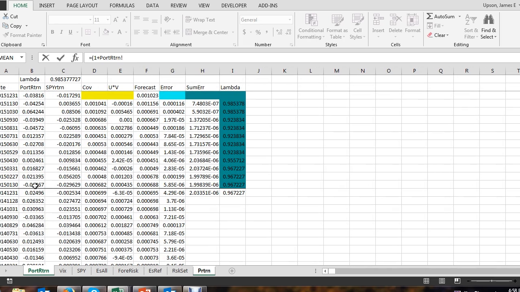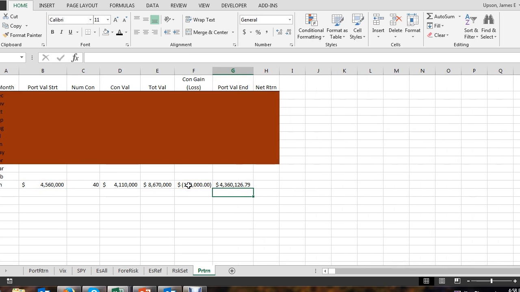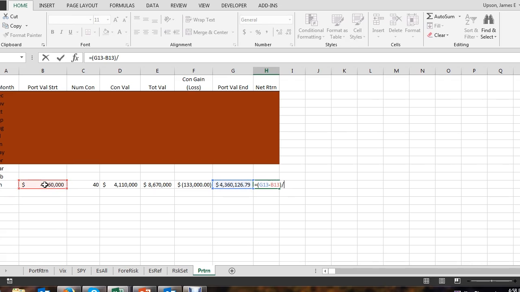Portfolio end value. We have our portfolio return. So this is going to equal the quantity of 1, and then we add to it the portfolio return for January. All right, and then we multiply that by the starting value of the portfolio, and then we add to that the gain or the loss associated with the risk adjustment that we did. So my net performance at the end of the month is I end up with $4,360,000.